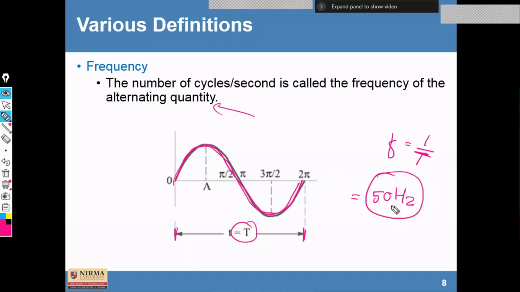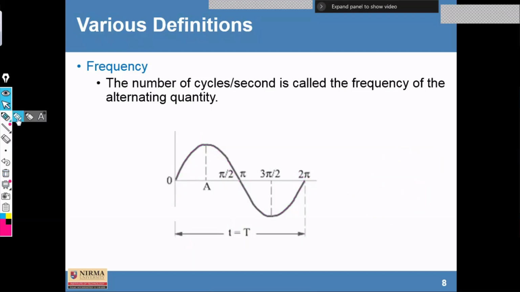50 hertz means in 1 second, 50 times this cycle passes through 0 or through the maximum value, from here or here. So it passes 50 times here, and it also passes here. So this is frequency.